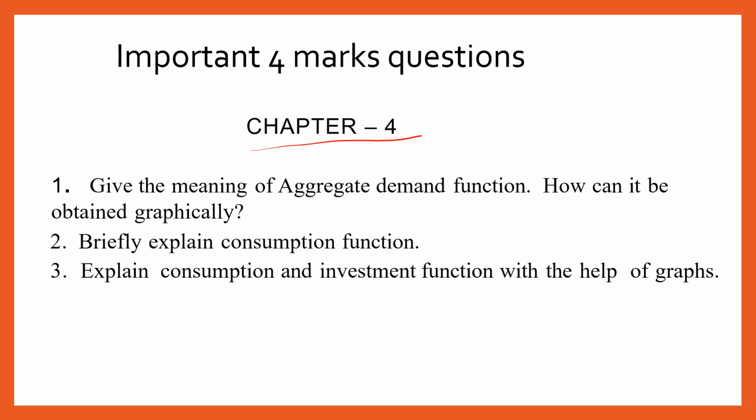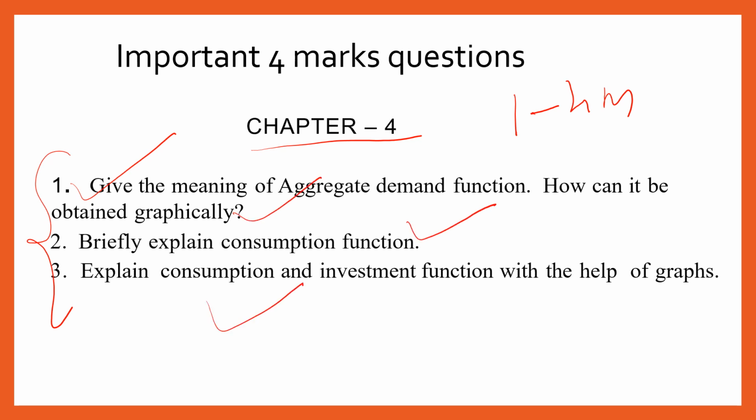Then fourth chapter, determination of income and output. From this chapter, you can expect one 4-mark question. There are 3 important questions, that is, give the meaning of aggregate demand function. How can it be obtained graphically? Explain consumption function. Then explain consumption and investment function with the help of a graph. So from this chapter, you can expect one question.